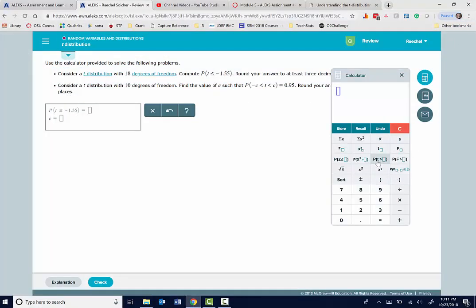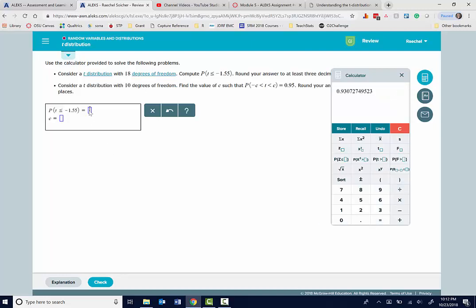We have p of t greater than, so we'll click on there. And our number from this problem is negative 1.55. Okay, and then you'll see also in the calculator it asks for the degrees of freedom, and we have 18 degrees of freedom, so I'll just type that in there.